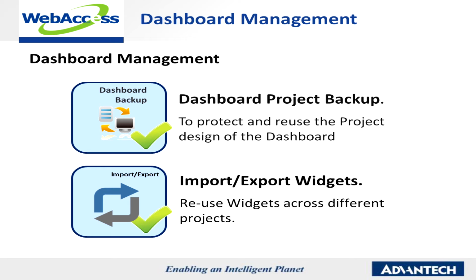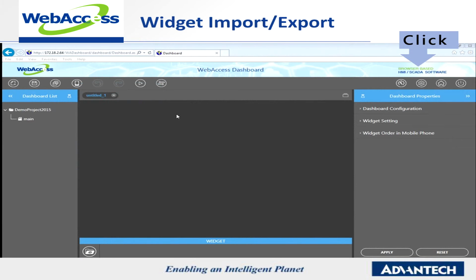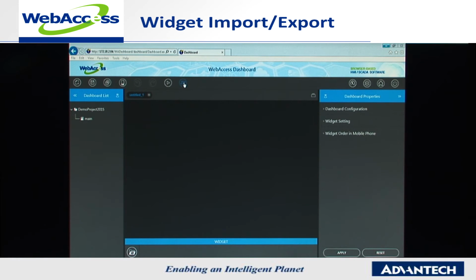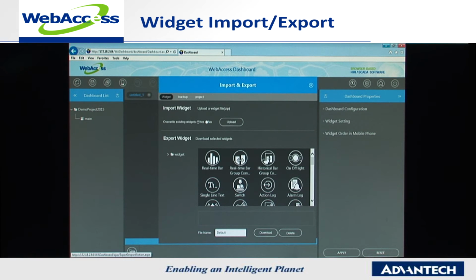The two new functions are to allow users to reuse tools they've developed with small modifications so as to save development time and effort. They also allow users to make full backup of their dashboard projects and widgets so as to reduce risk of loss. Now, let's demonstrate how widgets can be exported and imported. We'll export a button widget and import this widget in another engineering project so that the widget can be reused.